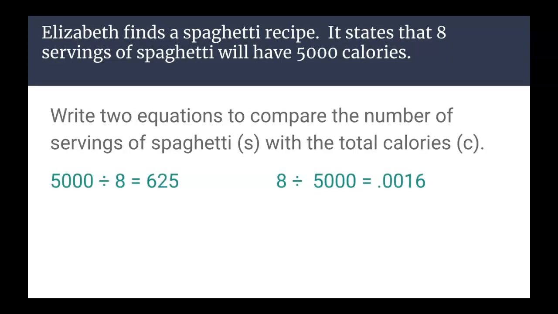Right. So hopefully first you thought about finding the 2 constants of proportionality, and you did 5,000 divided by 8 to get 625, and then you did 8 divided by 5,000 to get 0.0016. And after you did that, you had to think about which variable went there. And I hope you came up with these 2 equations. C equals 625 times S, and S equals 0.0016 times C.